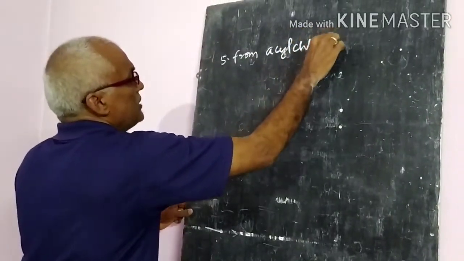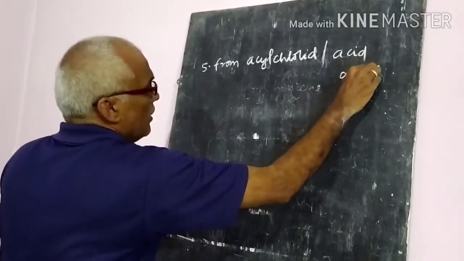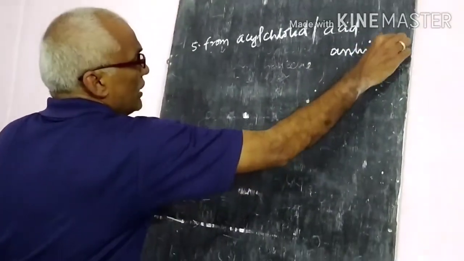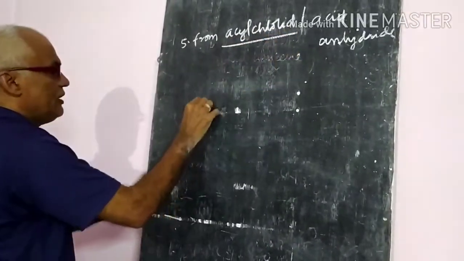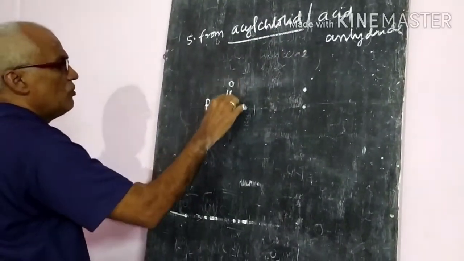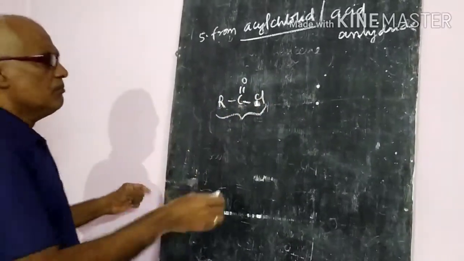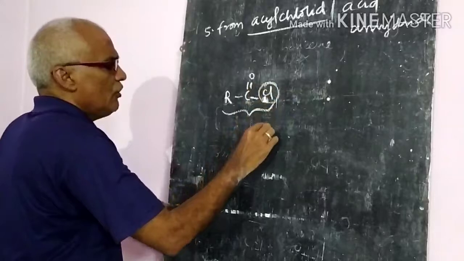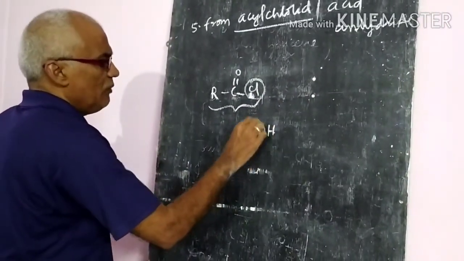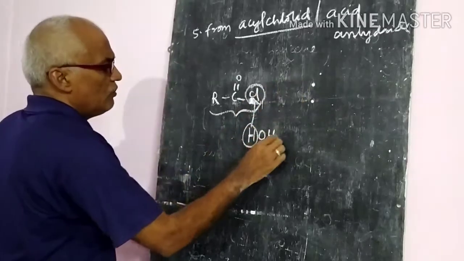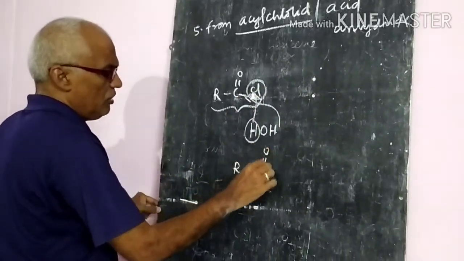Acyl chlorides are acid anhydrides, so already we know that. To get an acyl chloride, that means RC double bond O Cl, this is called the acid chloride. To remove this Cl, if you use HOH, that means water, H will be taken out with the Cl and OH will be added, and you will get RC double bond OH.